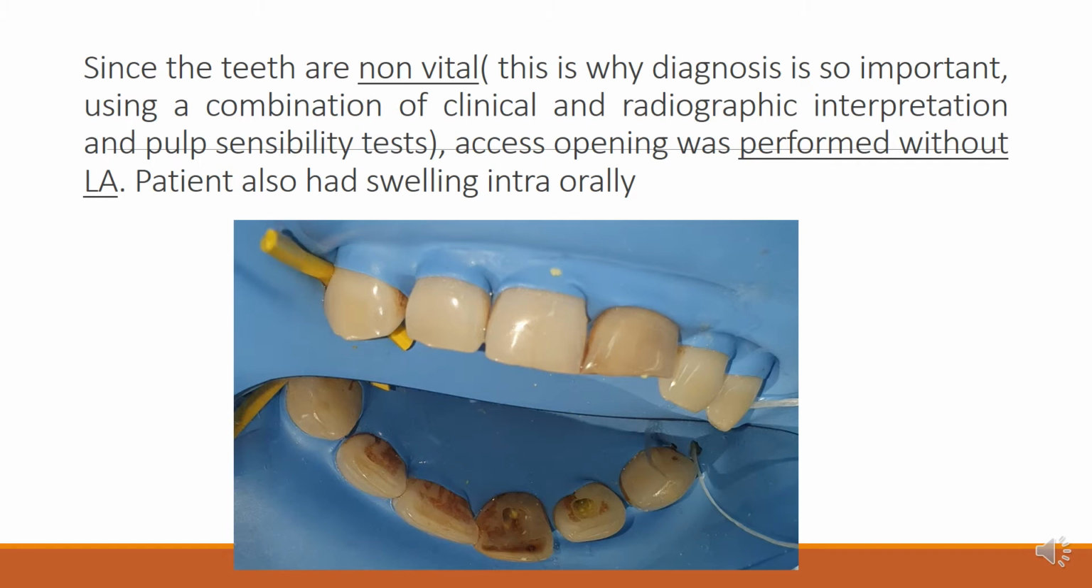Because of that, and because the teeth were already non-vital, of course we confirmed the vitality using the pulp sensibility test, that is your electronic pulp tester, and the cold test. We concluded that the teeth are non-vital, so we proceeded without giving local anesthesia.